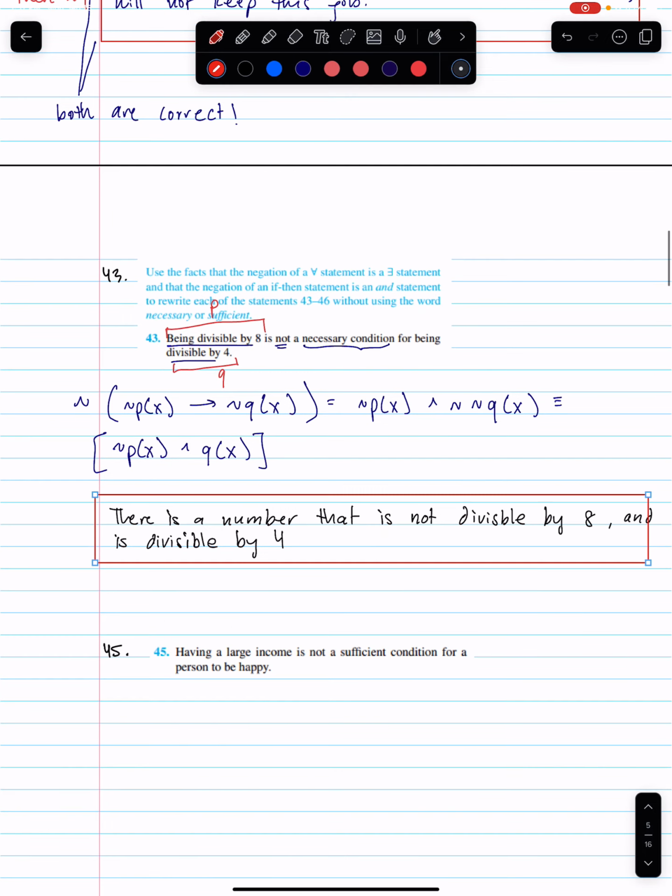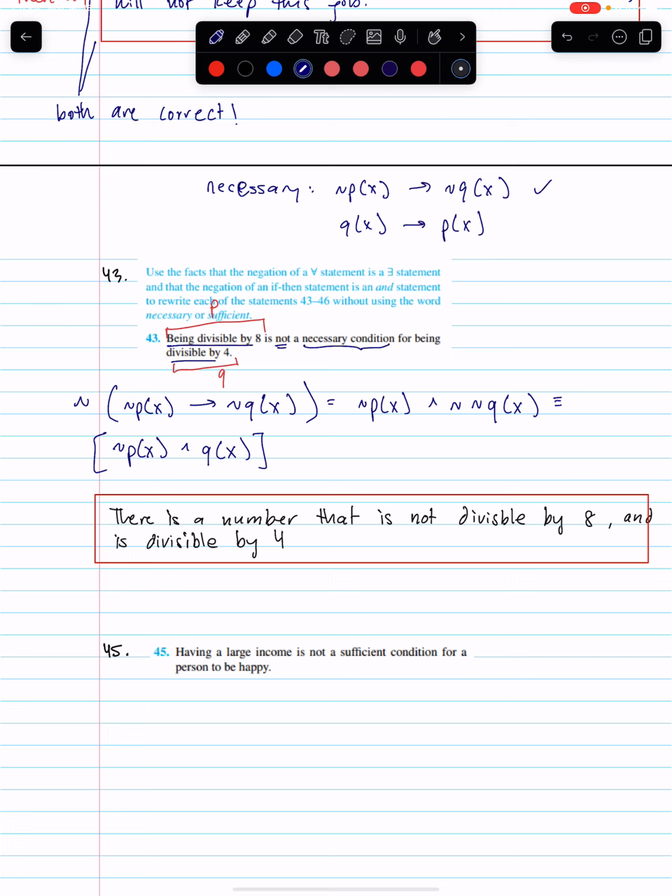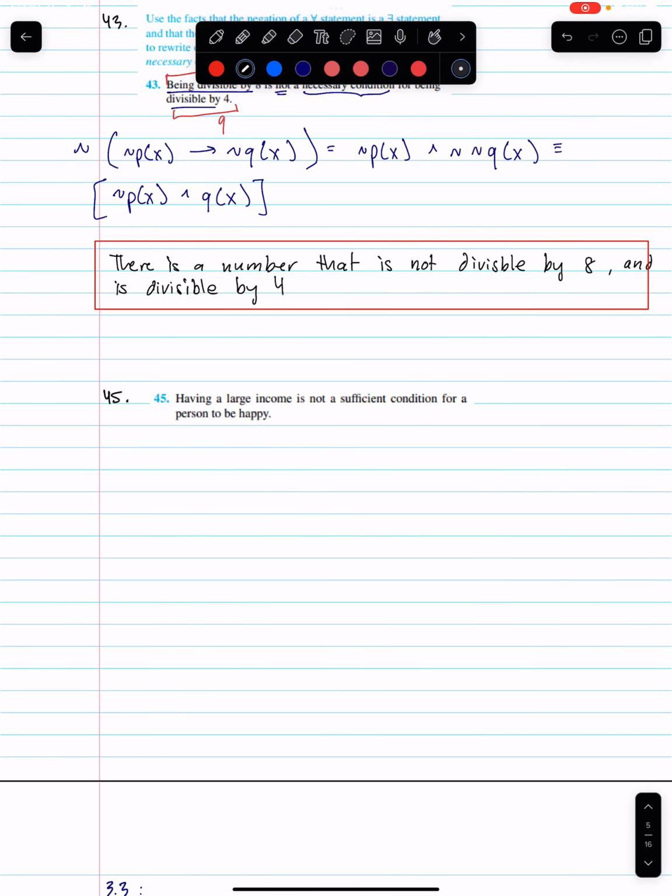Alright, so for this necessary thing, necessary can be broken into if not P of X, then not Q of X. But it can also be Q of X, then P of X, right? Just like the question before. I took this route, but you can also take this route and you'll get an equally correct answer. Yeah. Okay, next question.